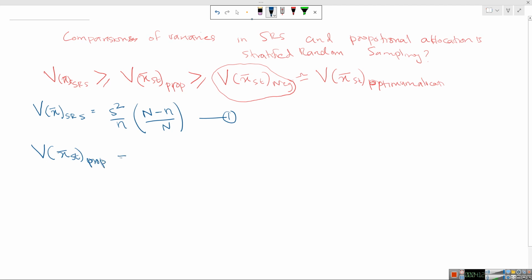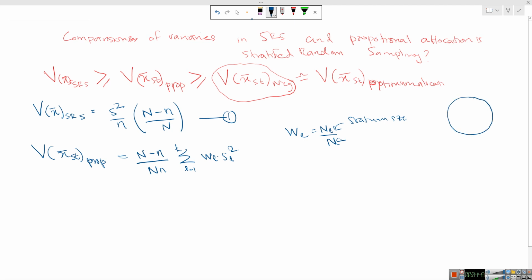Proportional allocation is equal to N minus n divided by N times the summation of i equals 1 to k, where k is the number of strata, of Wi Si squared, where Wi is equal to Ni divided by N. N means the population size, and Ni means the stratum size. The stratum means a heterogeneous population is divided into a lot of homogeneous divisions, and each division is called a stratum. The plural of stratum is strata, right? Those are basic things, and this is the population size.